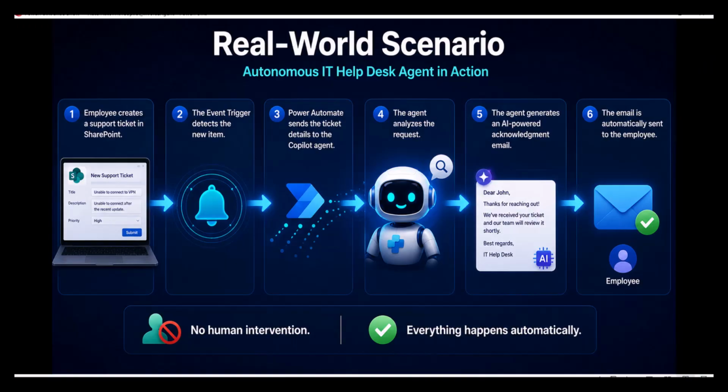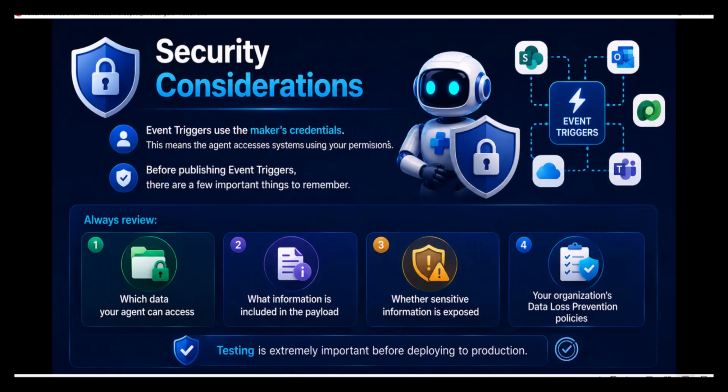Before publishing the event trigger, there are a few important things to remember. Event trigger uses the maker credential. That means the agent accesses the system using your permissions. Always review which data your agent can access, what information is included in the payload, whether sensitive information is exposed, and your organization's data loss prevention policies. Testing is extremely important before deploying into production.